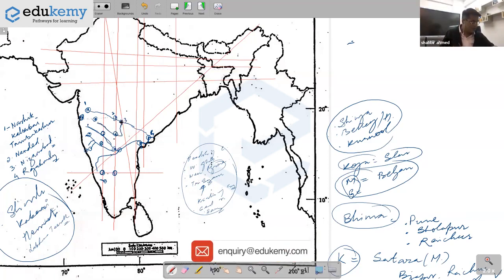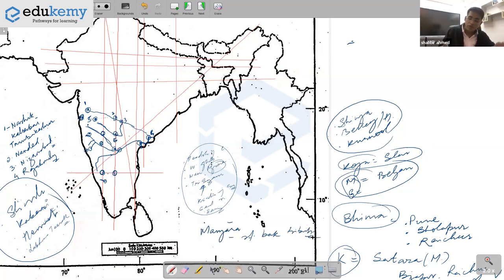This is your river Manjara. Okay, so Manjara is the largest right bank tributary. Source of Manjara is from near Ahmednagar, and Bidar is on Manjara. Yeah, you can say so, Pranshu. And it joins the main Godavari near Nizamabad.